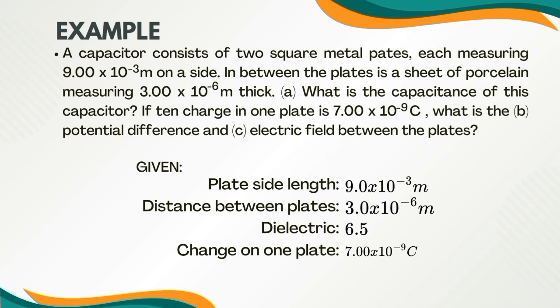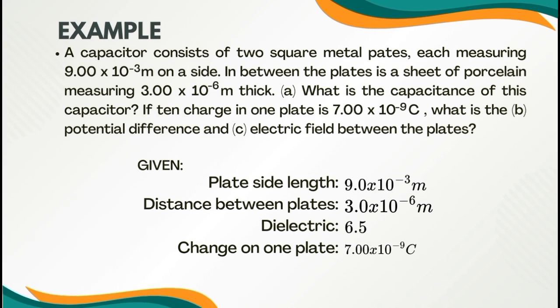Example. A capacitor consists of 2 square metal plates, each measuring 9.00 times 10 raised to negative 3 meter on the side. In between the plates is a straight porcelain measuring 3.00 times 10 raised to negative 6 meter thick. What is the capacitance of this capacitor if the charge in one plate is 7.00 times 10 raised to negative 9 coulomb? And find the potential difference and electric field between the plates. So these are the givens.